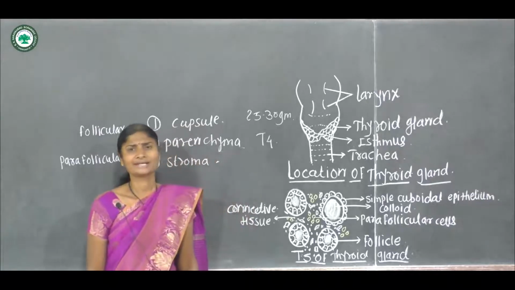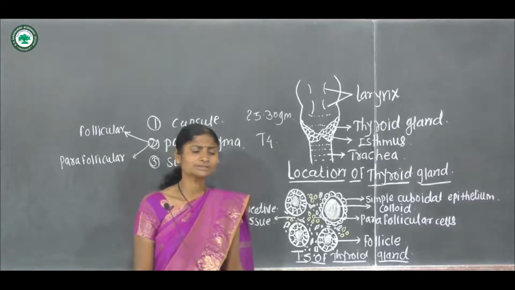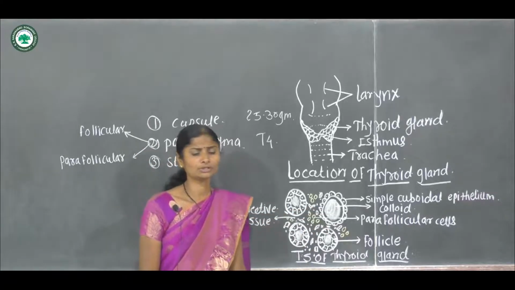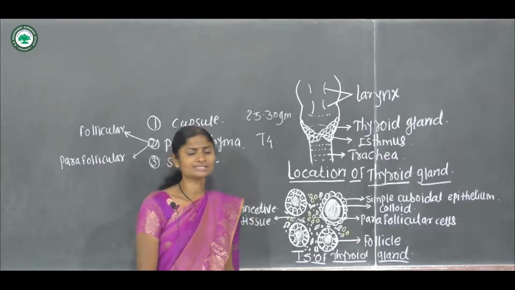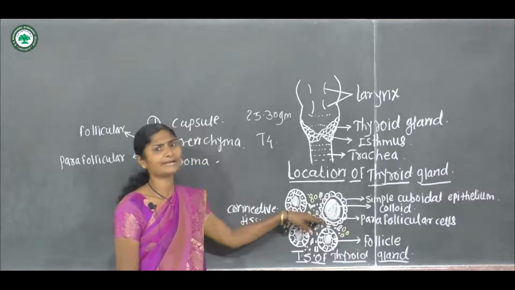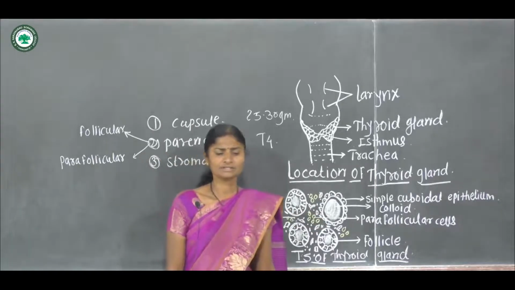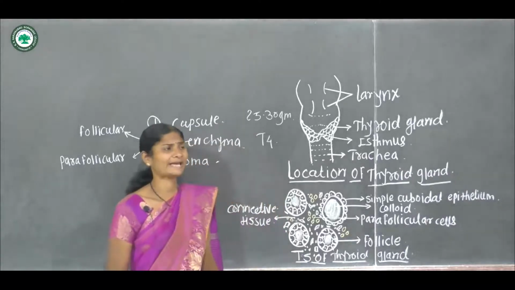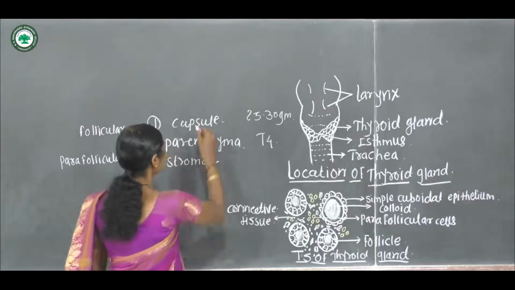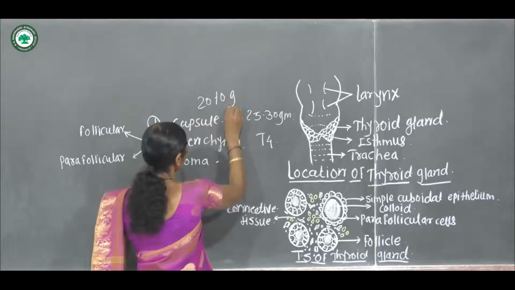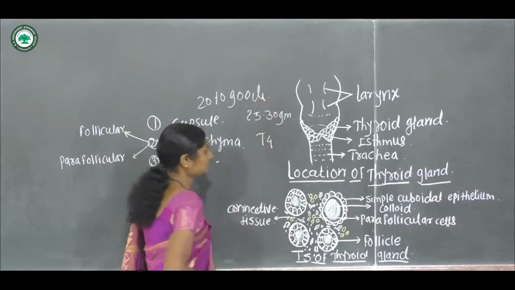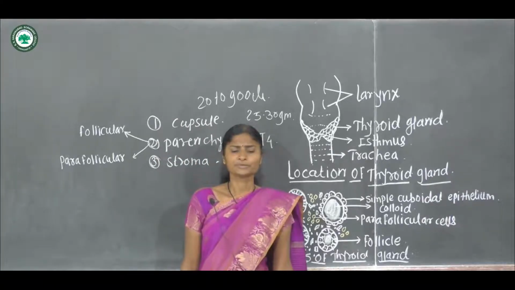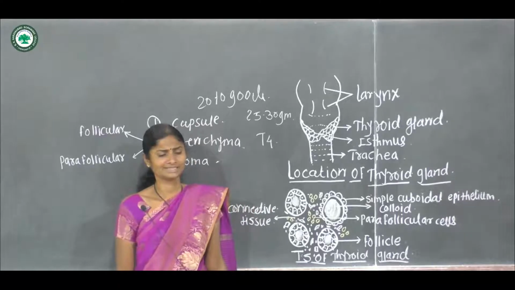The structural and functional unit of the thyroid gland is the thyroid follicle. These are spherical in shape, and the wall is made up of a large number of simple cuboidal epithelial cells. The size of follicles varies from 200 to 900 micron. However, in some mammals, they are uniform in size.